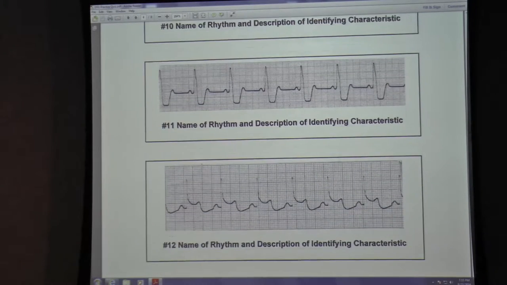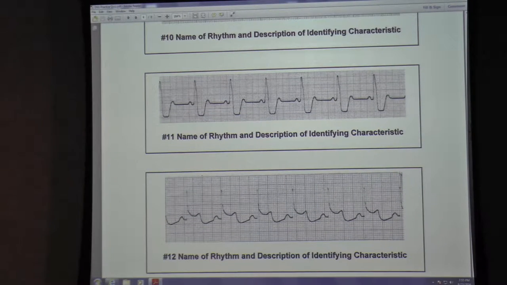Now, the other one that's a little confusing, number 11. On first pass, if I looked at it quickly at 3 o'clock in the morning, I would call that a sinus rhythm. The only thing that would perk my interest is that there's definitely some T wave depression down there, and the QRSs are a little wide.